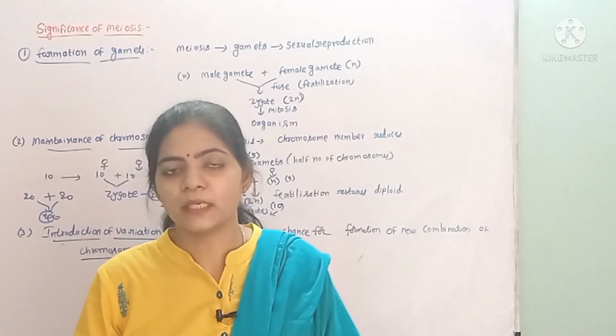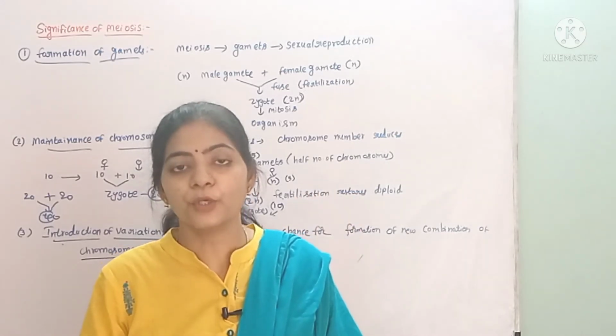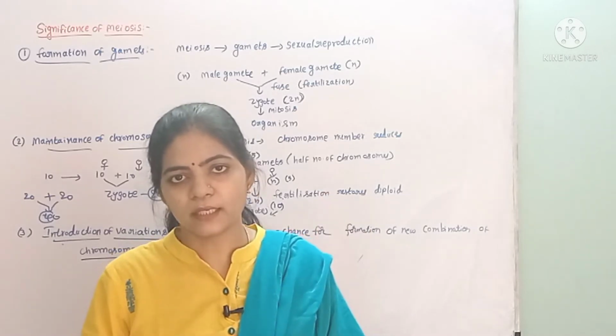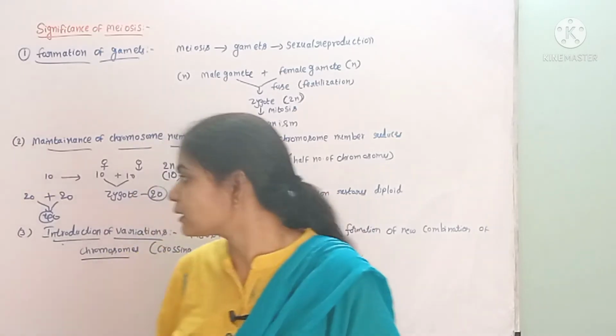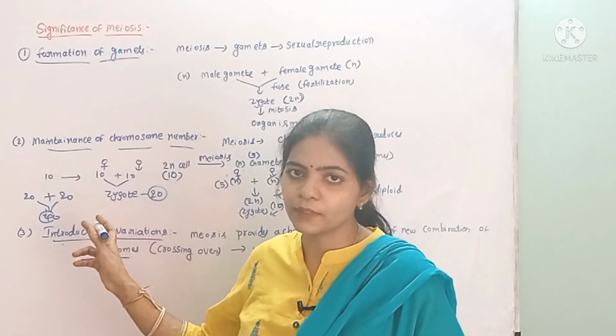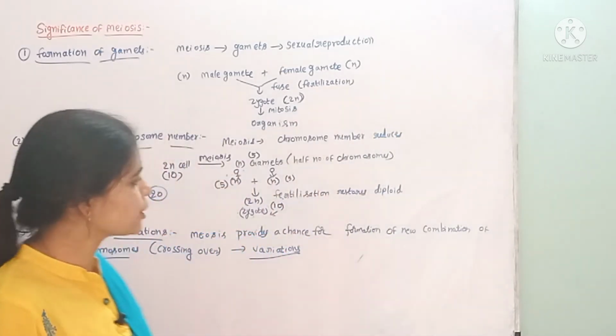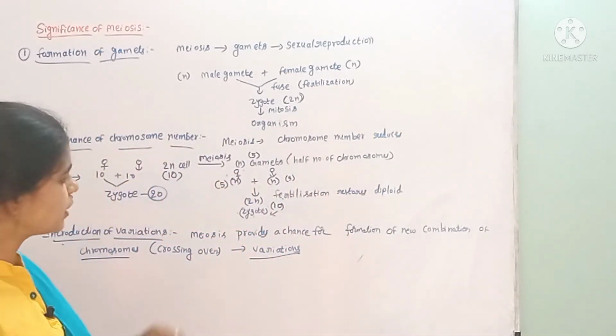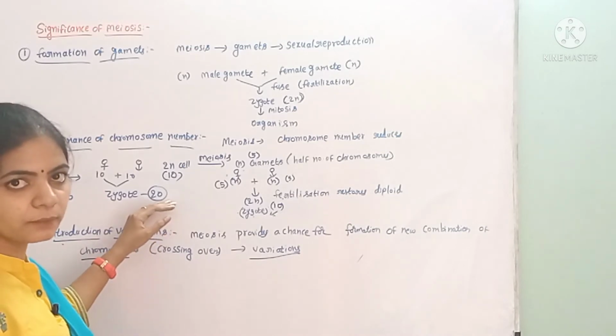Instead of that, to maintain the constant number of chromosomes, to maintain the same type of organism, the same type of species, meiosis maintains the number by reducing the number of chromosomes. So this is what happens in meiosis.